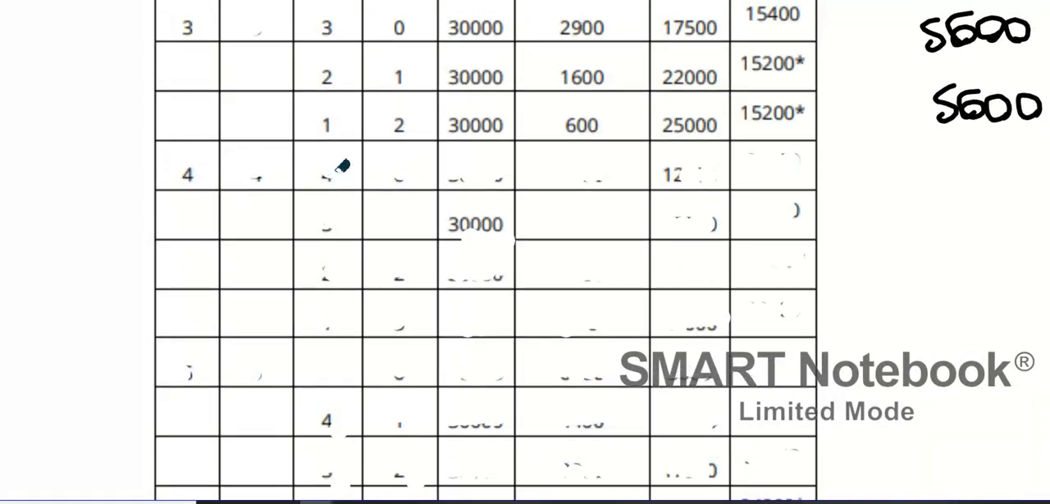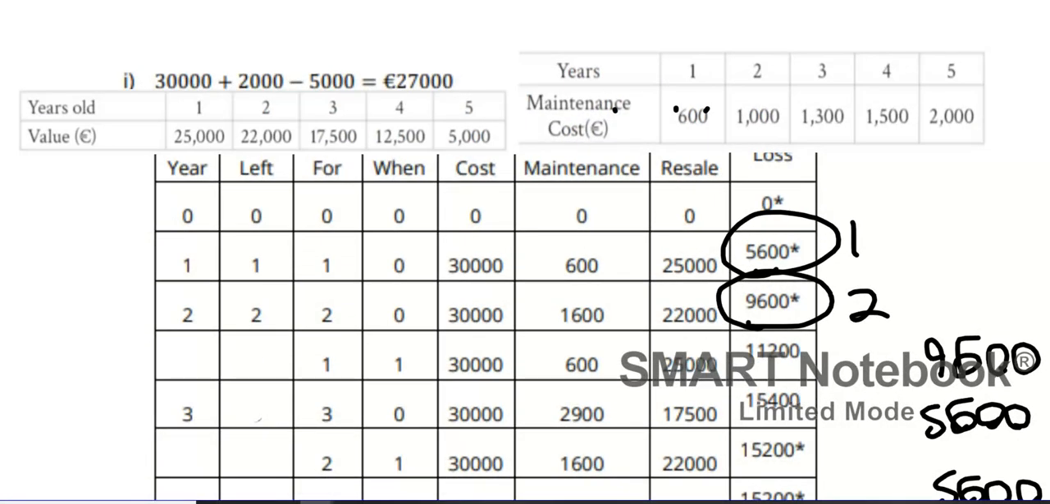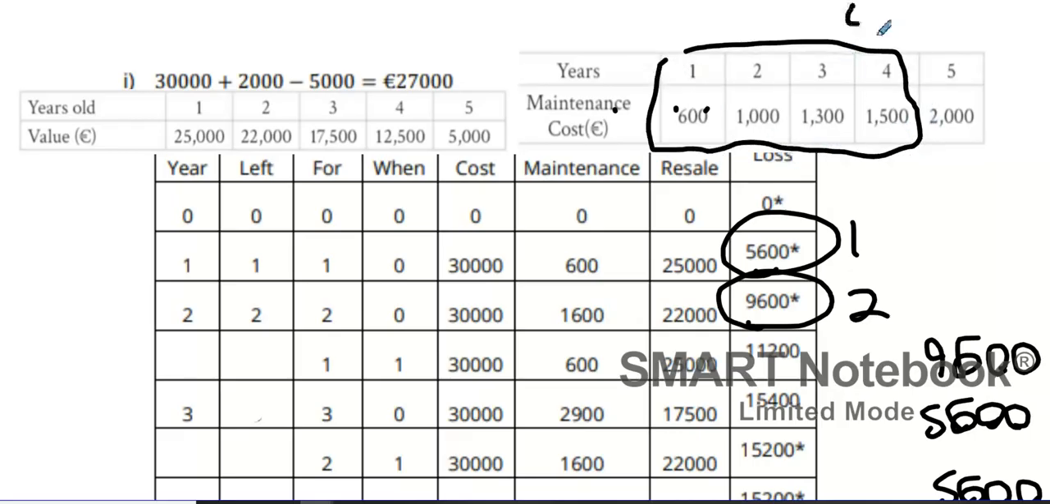4. What are the combos for 4? 4, 0, 3, 1, 2, 2, and 2, 1, 3. Is there a 0, 4? No. They're all worth 30 grand, aren't they? Now, what happens if you keep it for 4 years? How much maintenance are we talking about here? 4,400. Because we have to add up these 4 years combined to get us the 4,400.